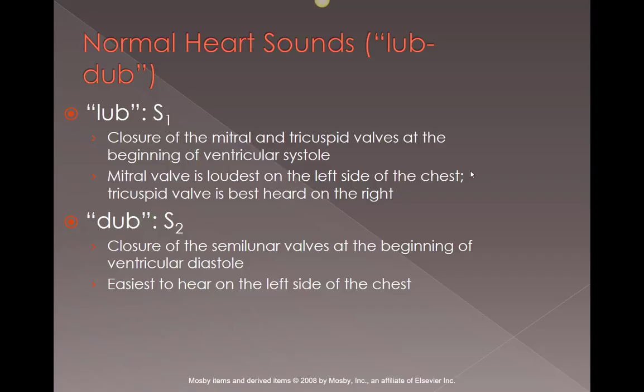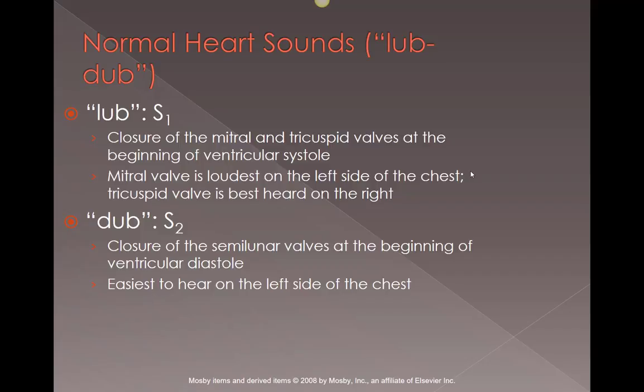The first sound that we hear is called S1. S1 is what happens when the ventricles contract, and it causes closure of both the mitral and the tricuspid valves at the beginning of ventricular systole. You actually hear them snap shut, and this causes a sound that sounds like lub. The mitral valve is definitely the loudest, and it's most easily heard on the left side of the chest. To hear the tricuspid, you have to be over on the right side.